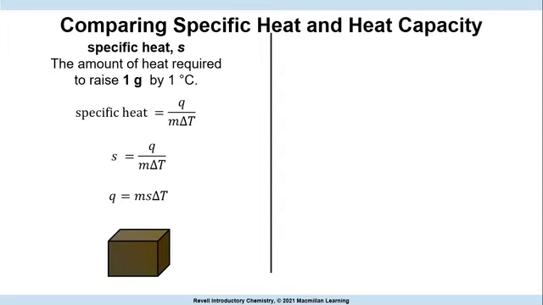Now, let's see how we can compare specific heat and heat capacity. We've said that the specific heat, which is abbreviated by S, is the amount of heat that is required to raise the temperature of 1 gram of a substance by 1 degree Celsius. And we've stated that to determine the specific heat, we have to use the formula Q is equal to m s delta T, where we will make S the subject of the formula, like we see here, and S is equal to Q over m delta T.